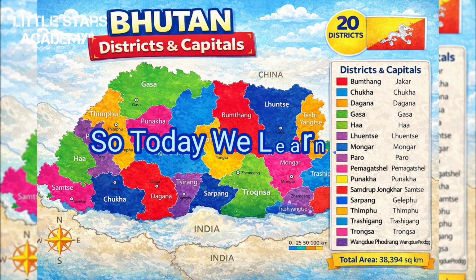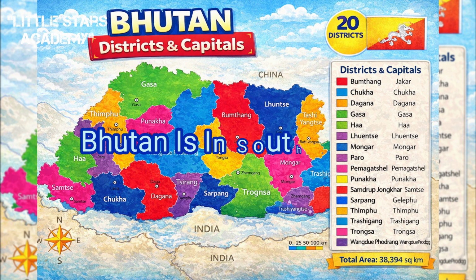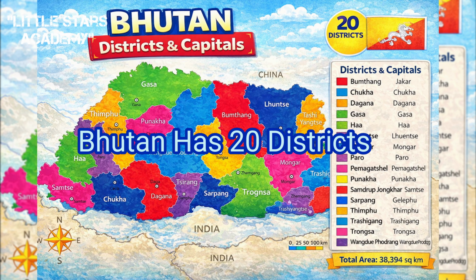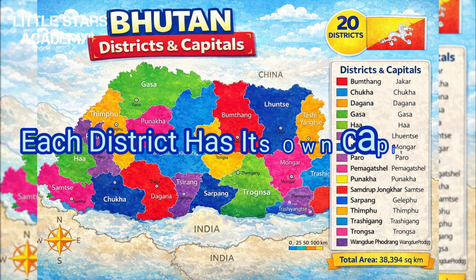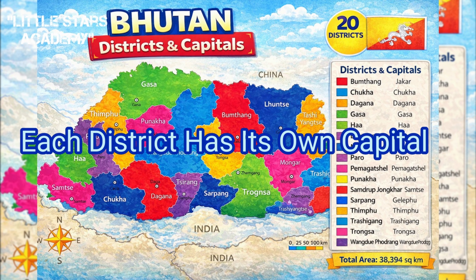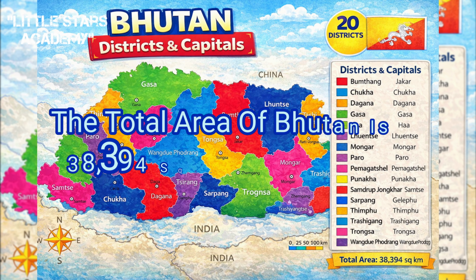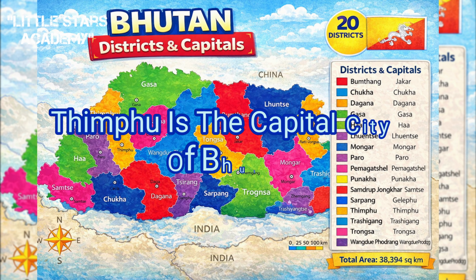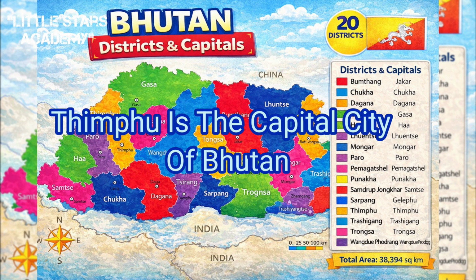So today we learn Bhutan is in South Asia. Bhutan has 20 districts. Each district has its own capitals. The total area of Bhutan is 38,394 square kilometers. Thimphu is the capital city of Bhutan.